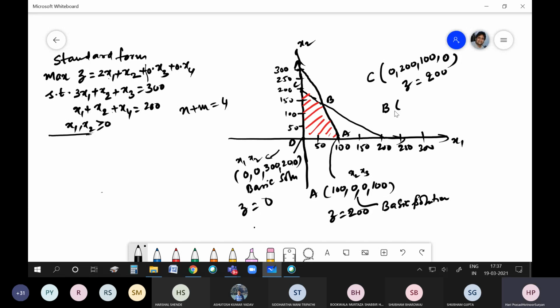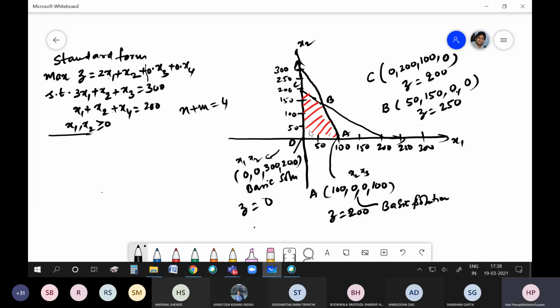What is the solution for this? 50, 150, 0, 0. Is this a feasible solution? Yes, sir. This is a basic solution because you have 2 zeros, and also it is feasible because all are positive. Okay, so what is z value here? 250.